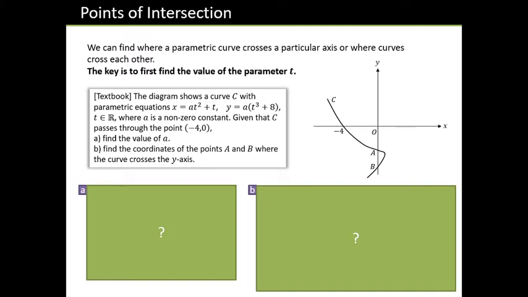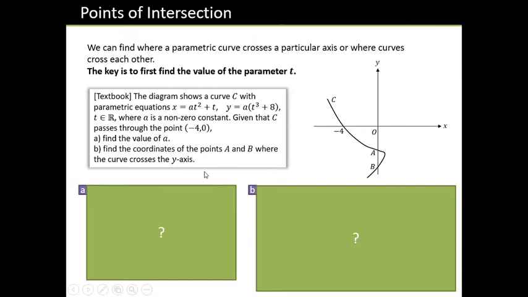Well, we are given that x is equal to at squared plus t and y is equal to a(t cubed plus 8). We're also given an x and y coordinate, so at that point (-4, 0), t must be the same for both of those for the curve to pass through that point. So we can substitute into our x equals at squared plus t that -4 must be equal to at squared plus t, and into our y equation that 0 is equal to a(t cubed plus 8) for that specific point. And that's the key to this problem.